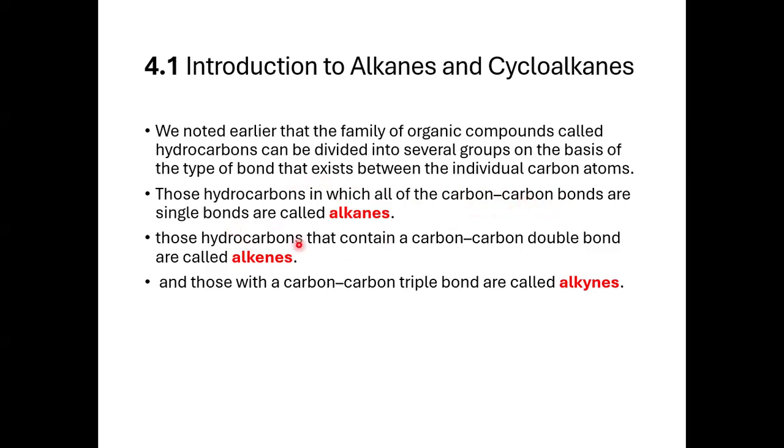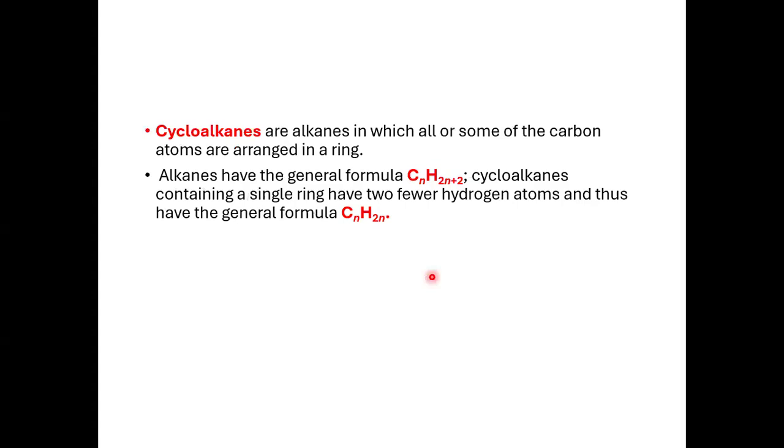Hydrocarbons with carbon-carbon double bonds or triple bonds are called alkenes and alkynes. You also learned that in chapter 2. And for those alkanes that are arranged in a ring, you call those cycloalkanes. And you have to classify your cycloalkanes further.